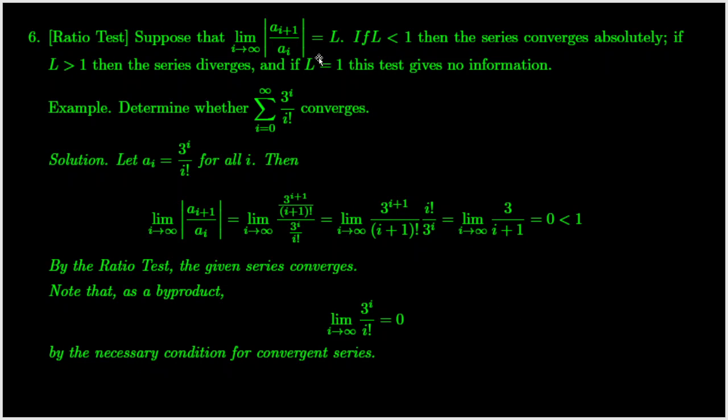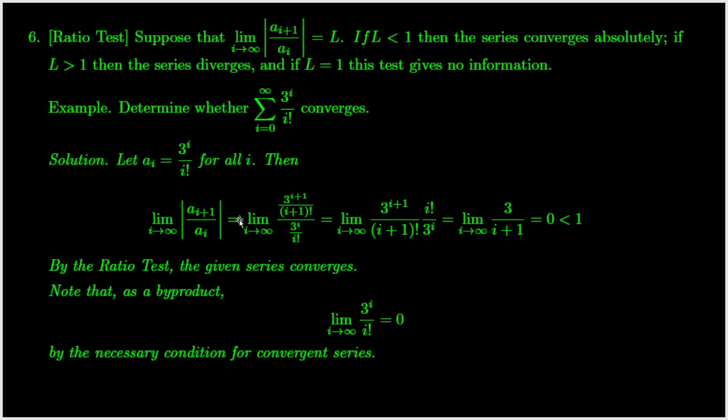The ratio test in item 6 says that if the sequence formed by the absolute values of the ratios of consecutive terms converges to a number, then we can use this number to determine if the given series converges. We'll work on an example question.